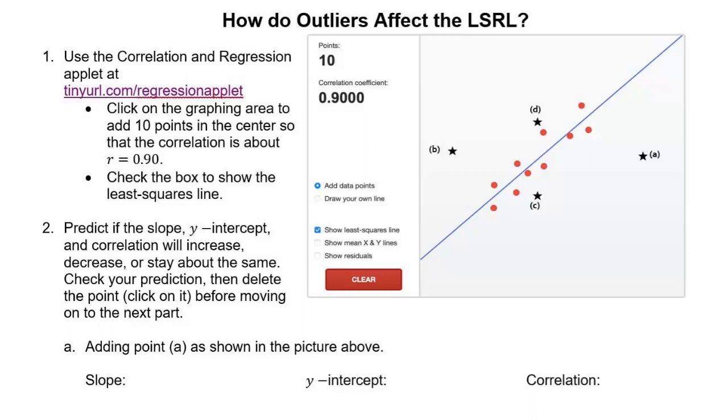Then I want you to predict and then see what happens to the slope, the y-intercept, and the correlation. And then I want you to take that point away. So take that 11th point off so you're back to your original 10. Then I want you to add a point that's over here, approximately where the star is for B. When you're done talking about your slope, your y-intercept, and your correlation, take point B away. And then do the same things with points C and D.